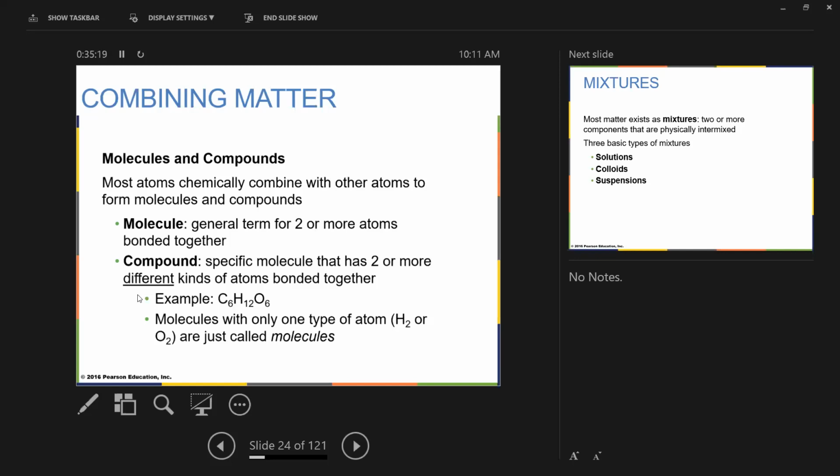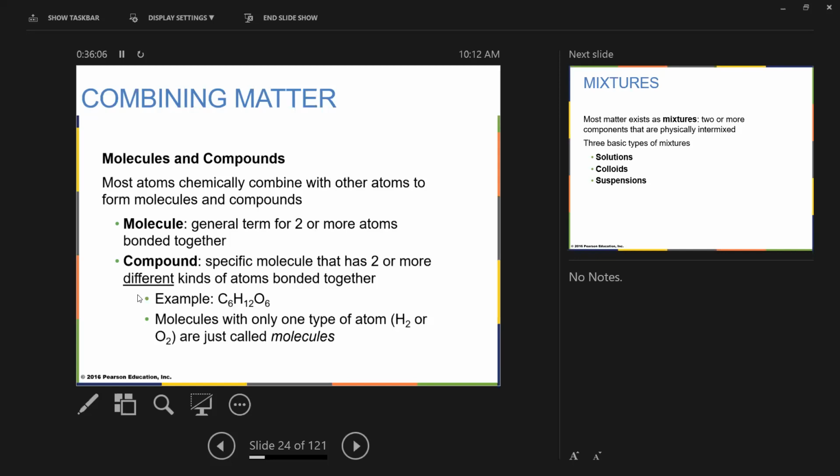So molecules are specific. Molecules are made up of a chemical bond. Oxygen and hydrogen together to form water is a chemical bond. The properties of water are different from the individual properties of the hydrogen and the oxygen. The properties of glucose, C6H12O6, the simple sugar, are different than the properties of the carbon atoms, the hydrogen atoms, and the oxygen atoms. When they come together, they've changed.